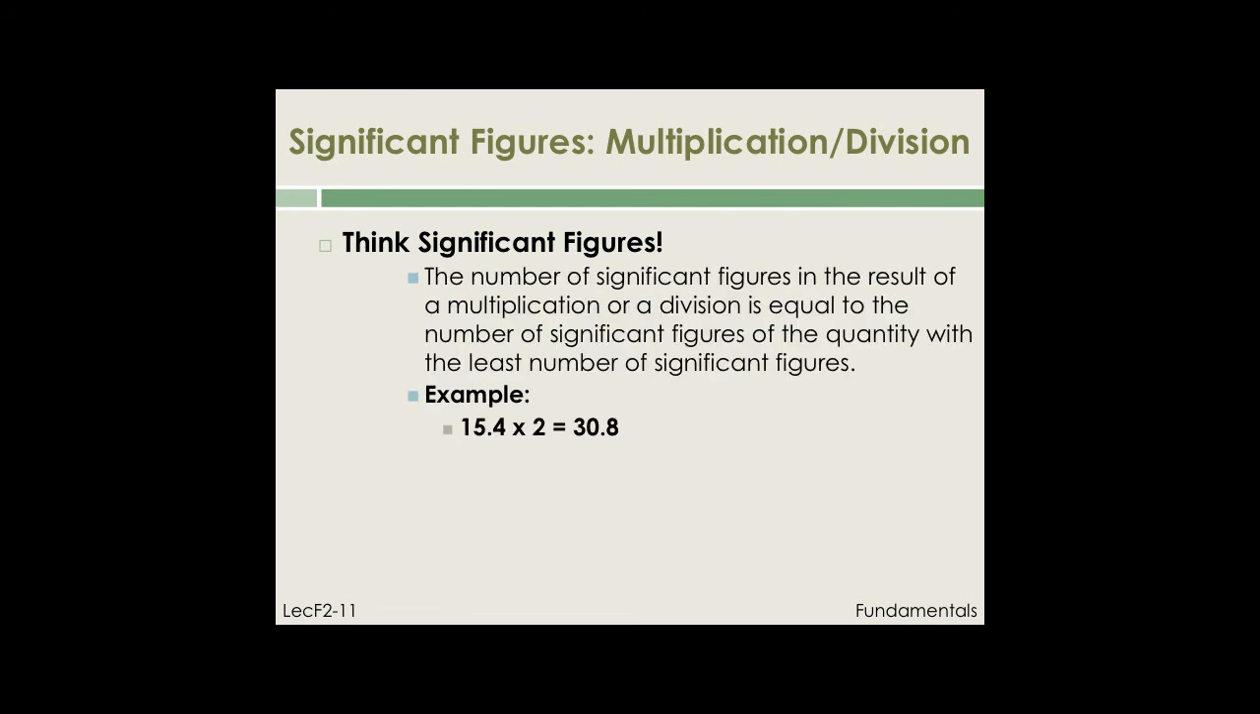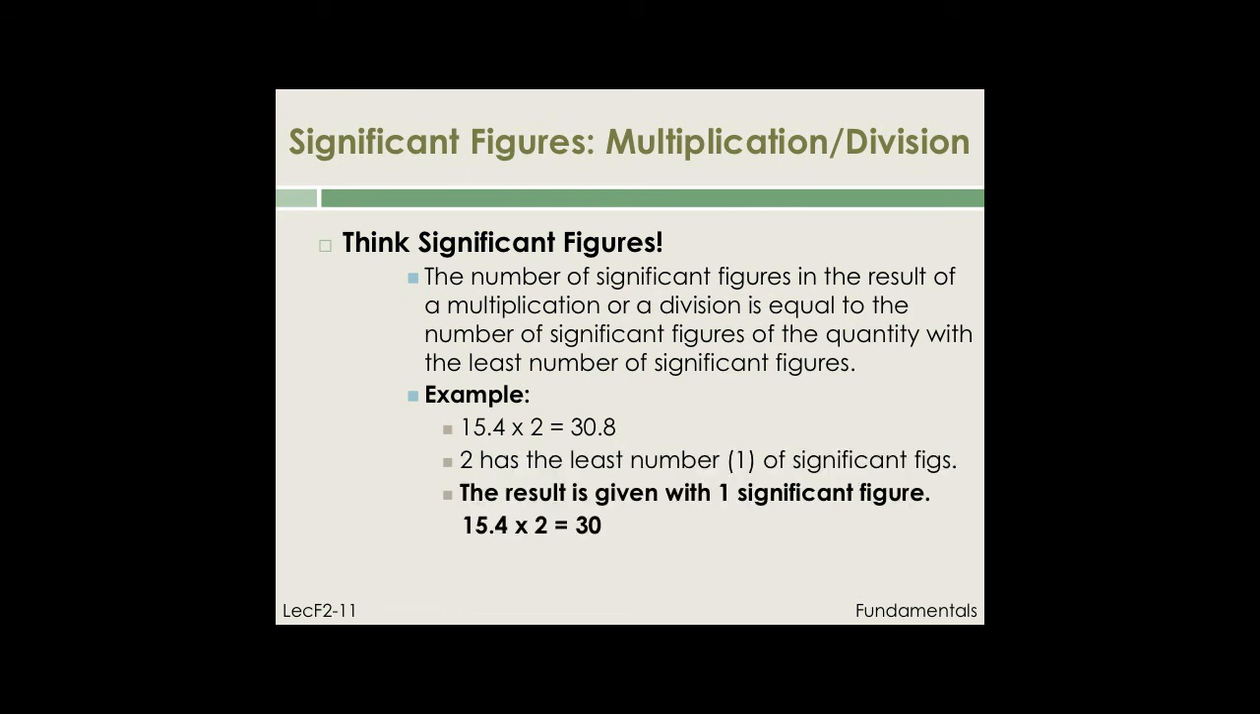Using your calculator, when you multiply 15.4 by 2, you obtain 30.8. The number 2 has 1 significant figure, while the number 15.4 has 3. Hence, your result should be reported as 30 with only 1 significant figure.